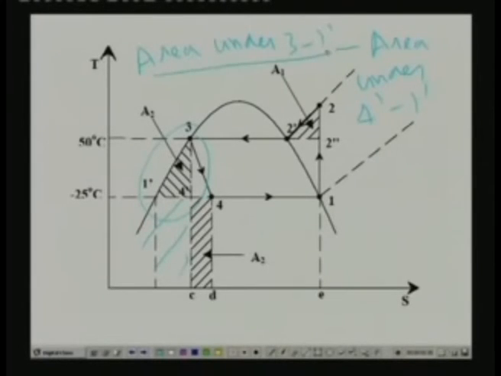Area under 3 to 1 dash is integral TdS from 3 to 1 dash, which is equal to, again you can use the expression TdS equals dH minus VdP, and since we are assuming that this line is an isobaric line, VdP is 0. So TdS becomes equal to dH. Finally this is nothing but H3 minus H1 dash. And this rectangular area, that is area under 4 dash to 1 dash, is nothing but Te into S4 dash minus S1 dash. So once you have the cycle diagram you can easily find out the required areas.